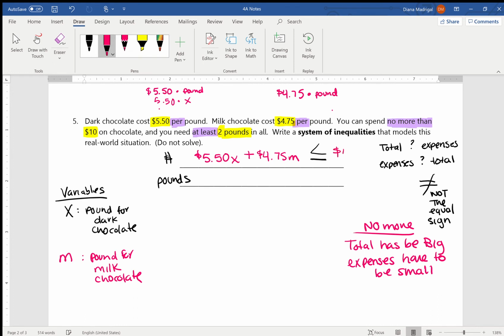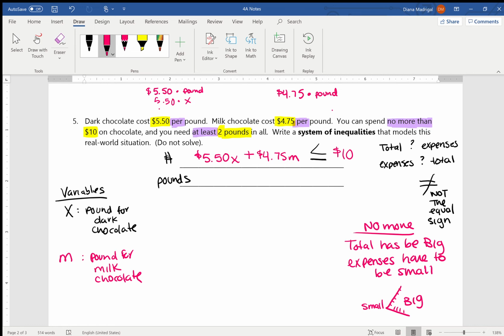To $10. Remember when we have inequality signs, the mouth open is where the big side is and the other side has to be the small side. Your monster is always eating your big side. Remember that. So it's saying that you can't spend more than 10. That means that the expenses have to be less than your total amount. And I'm using the less than or equal because it can actually be equal to 10. Okay, I'm not saying it can't. I'm just saying that it can be equal or less than $10.